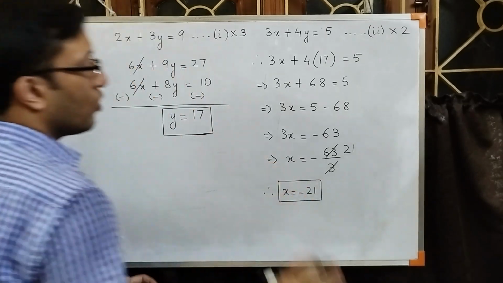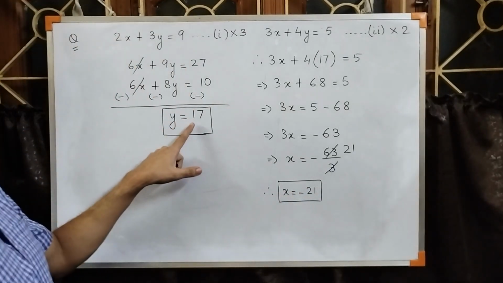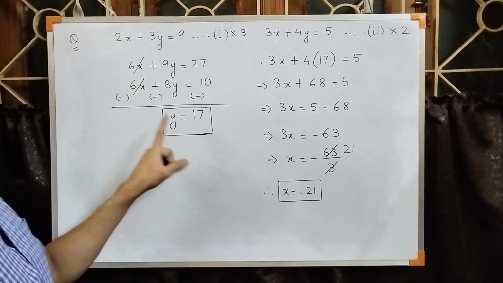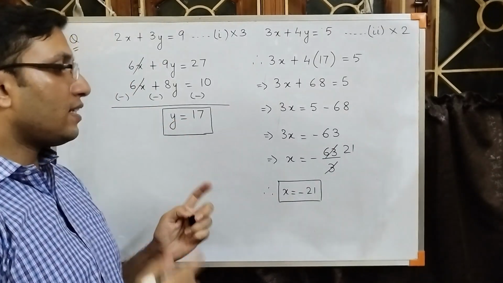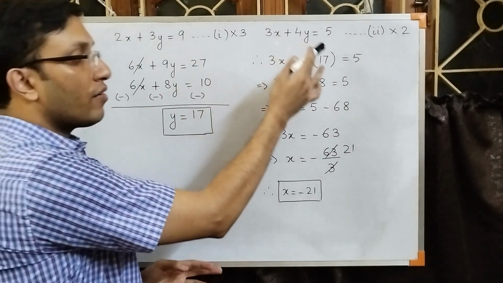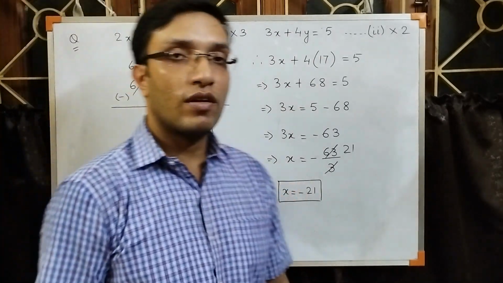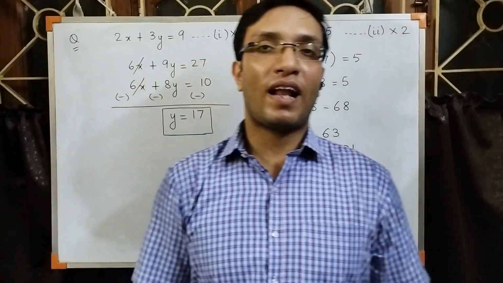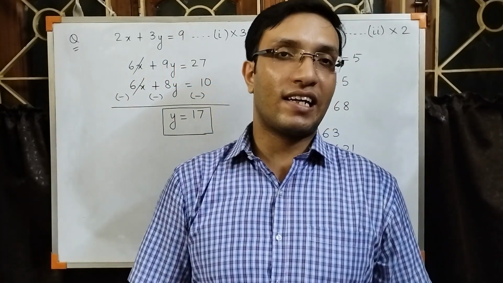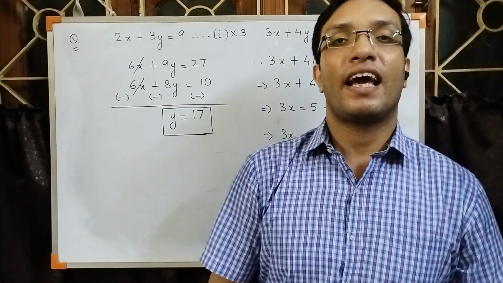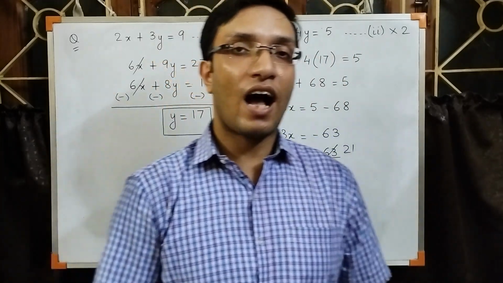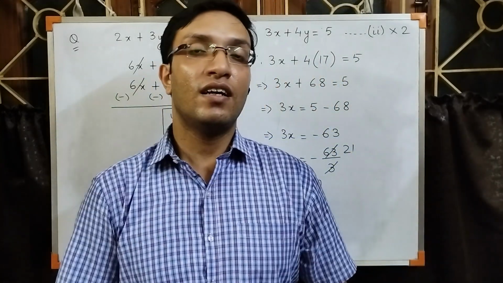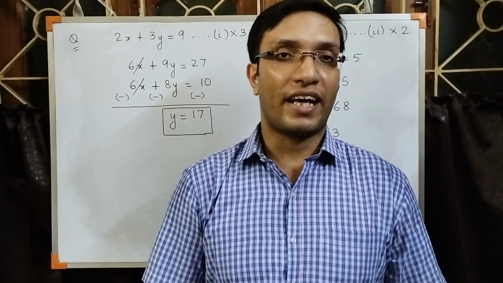So here first we have eliminated the value of x, we have found out the value of y, and then this value of y we have put in equation number 2 and we have found out the value of x. So I hope you people have understood this explanation quite clearly, and in our next class we will be learning how to solve simultaneous linear equations by the method of cross multiplication.